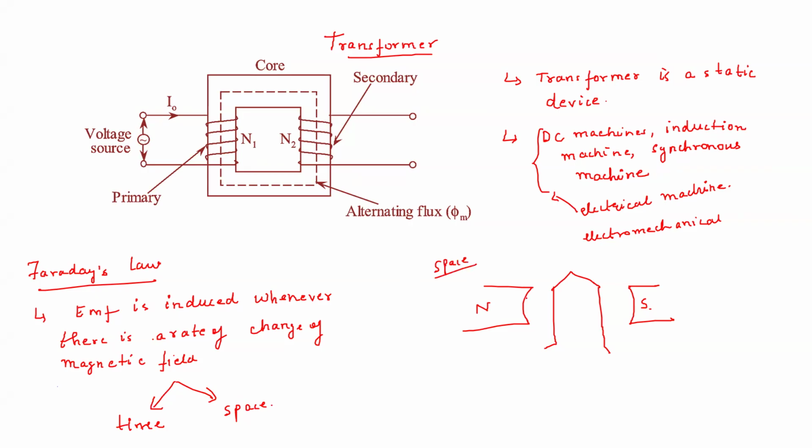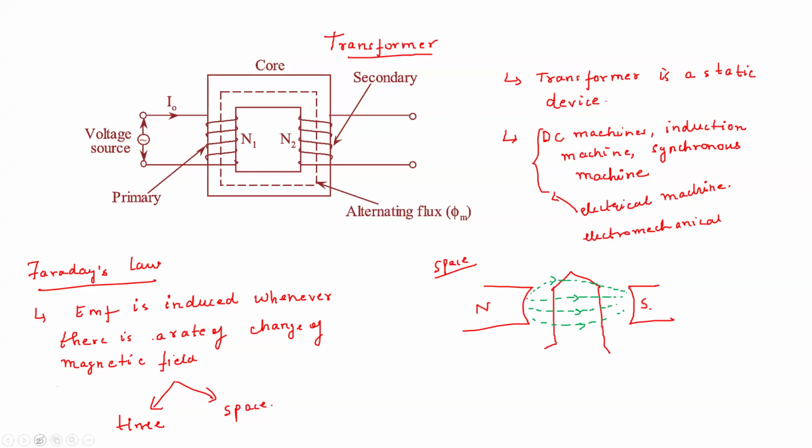Here you will see this magnetic field. Let us suppose we place two magnets, with the north pole on this side and the south pole on this side. What will happen? The magnetic field lines will be produced like this. However, these magnetic fields are stationary.